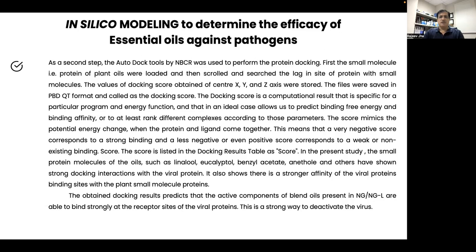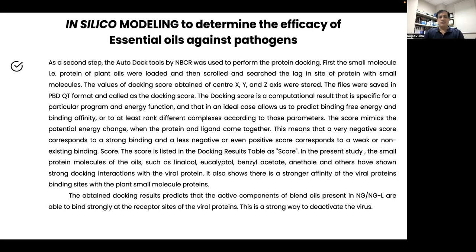Docking score is a computational result that is specific for the particular program and energy function, and that in an ideal case allows us to predict binding free energy and binding affinity, or to at least rank different complexes according to those parameters. The score mimics the potential energy change when the protein and ligand come together. This means that a very negative score corresponds to a strong binding, and a less negative or even positive score corresponds to a weak or non-existing binding. The score is listed in the docking results table as score.